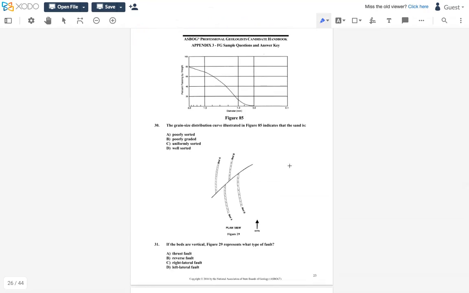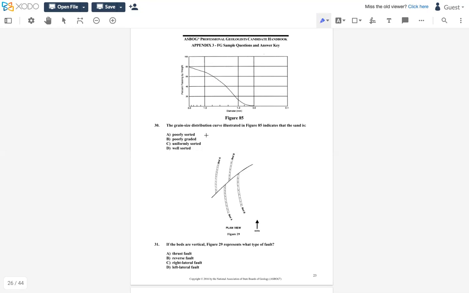All right. Moving on to 30. The grain size distribution curve illustrated here indicates that the sand is what? Poorly sorted, poorly graded, uniformly sorted, well sorted. So we're using sorted and graded, and those are opposites. Geologists tend to use sorting, while engineers tend to say things are graded. But whether we like it or not, we also have to know what it means to be poorly graded or well graded.